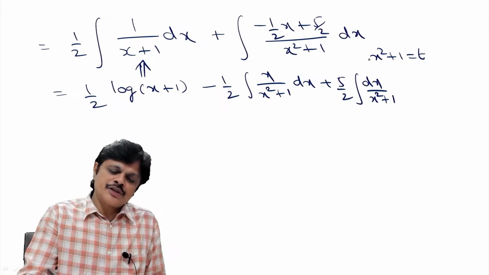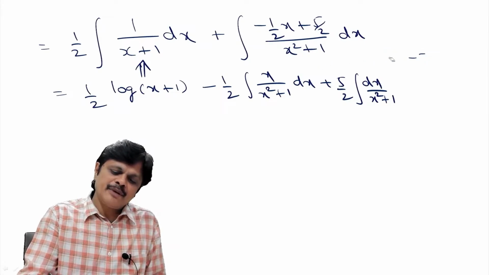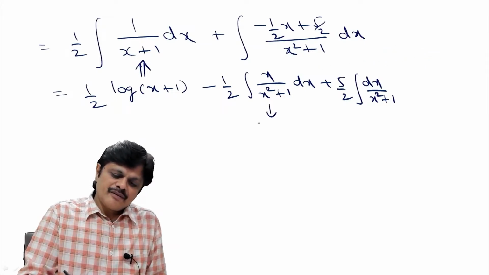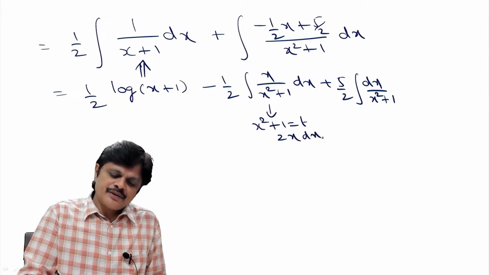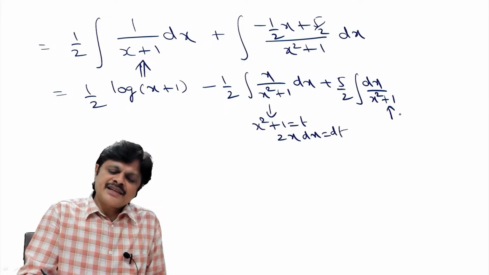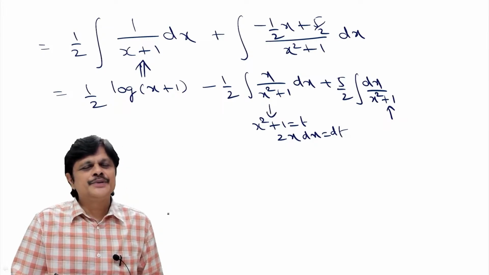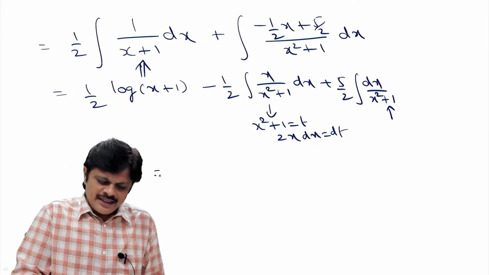So this is the substitution only for this part. Okay, let me write below this. For this you put x square plus 1 is equal to t, that is 2x dx is equal to dt. And this is the direct integral of 1 by 1 plus x square. You know the answer for that. So what is the answer?